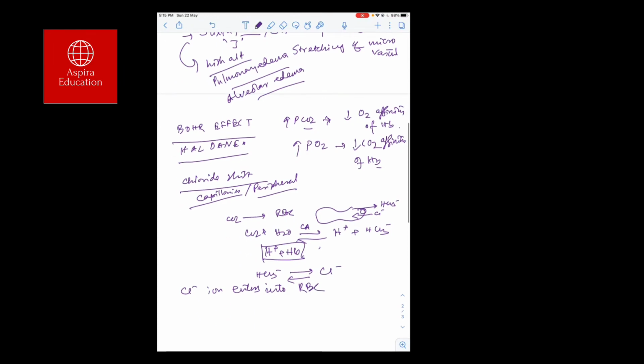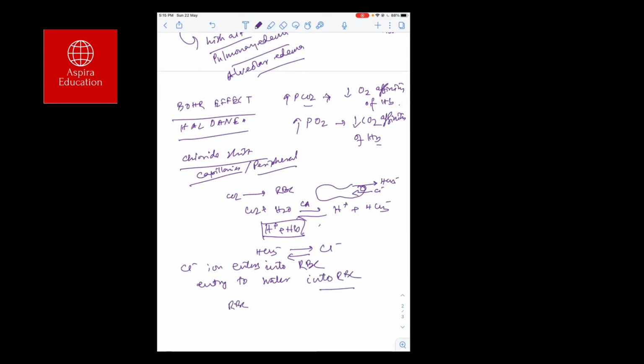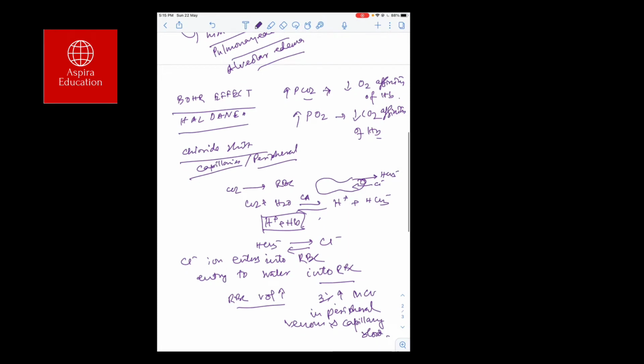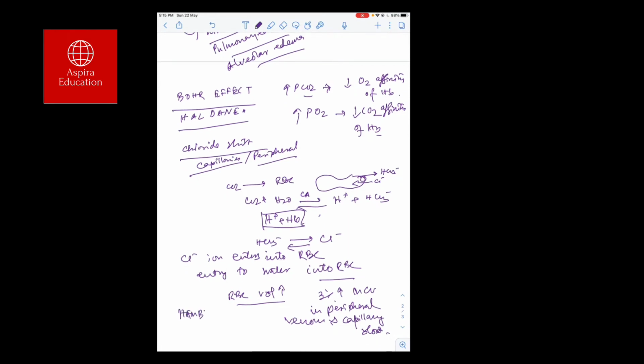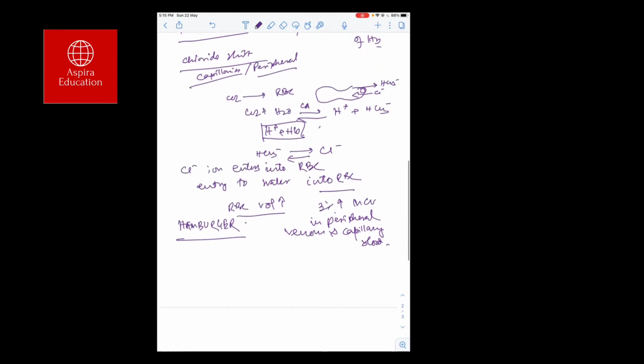Now chloride, being an ion, is an osmotically active particle, leading to entry of water into the RBC. So basically the RBC volume increases. One very important thing is that there is a 3% increase in MCV in peripheral venous and capillary blood. This happens due to this chloride shift. We also call it the hamburger phenomenon, and this happens in the periphery.